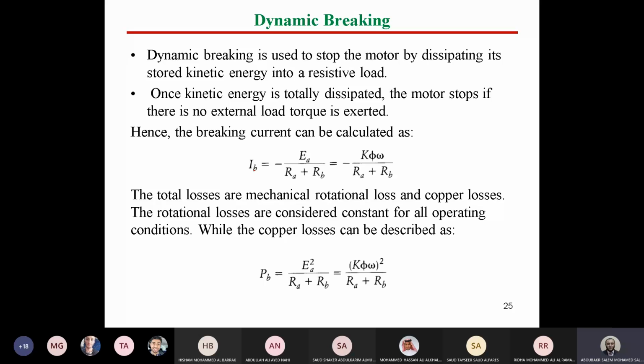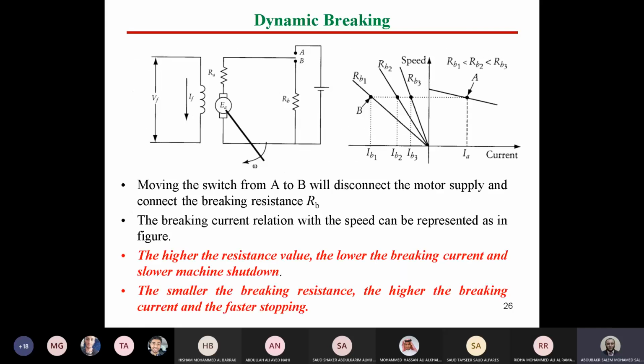طيب, what is the power value or the power dissipation equation? We can say the power of braking equals E square over RA plus RB, which is (Ka phi omega) square over the total resistance. So these are the relations which are describing the dynamic braking. Let's see together the characteristics and practically how we can do that.